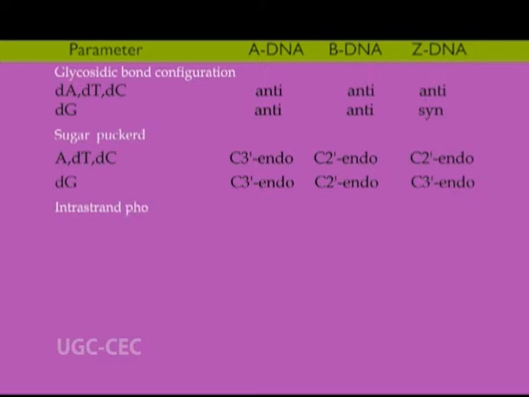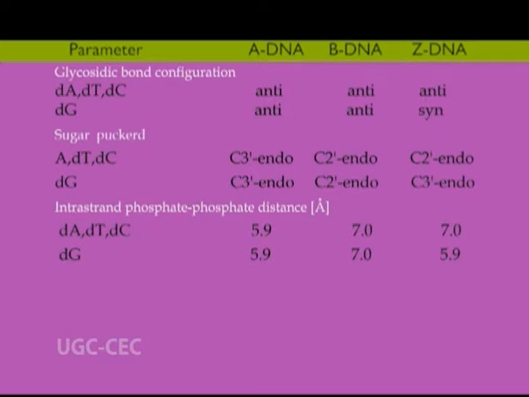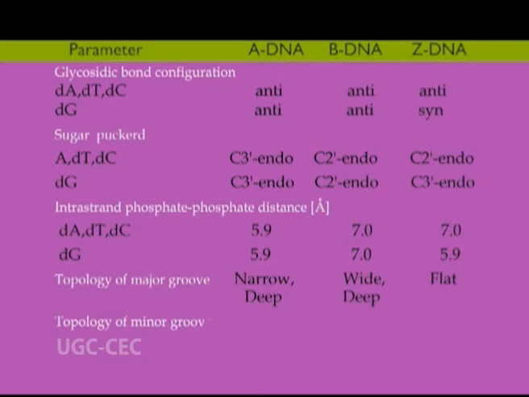Next parameter is intra-strand phosphate-phosphate distance in angstrom. In this, A DNA has 5.9 angstrom, B 7, and Z 7, while deoxyguanine has 5.9 angstrom, 7, and 5.9 angstrom. Next parameter is topology of major groove. For A DNA, it is narrow and deep. For B, wide and deep. And for Z, it is flat. Next parameter is topology of minor groove. For A DNA, it is broad and shallow. For B, it is narrow and shallow. And for Z, it is narrow and deep.